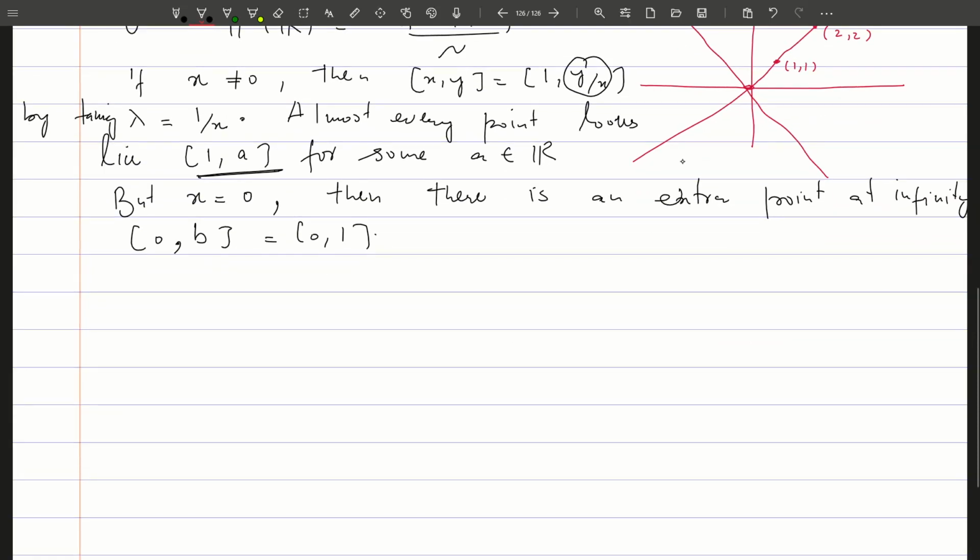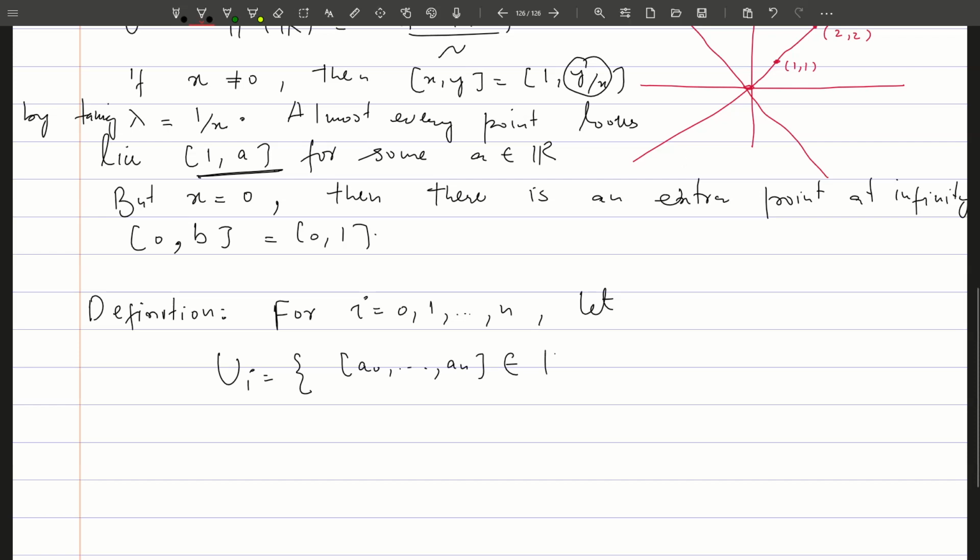Now let us look at the relation between the projective n space and the affine n space. So we have one more definition here. For i equal to 0, 1 up to n, let Ui be the set of all those points in Pn such that the ith coordinate over here is non-zero.